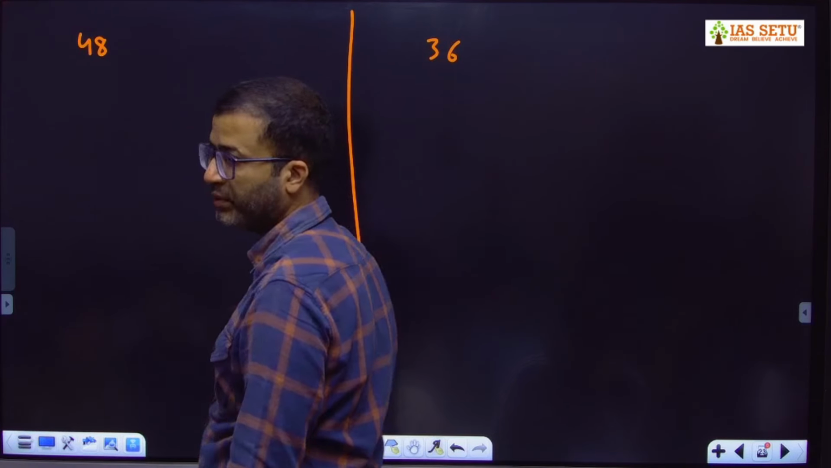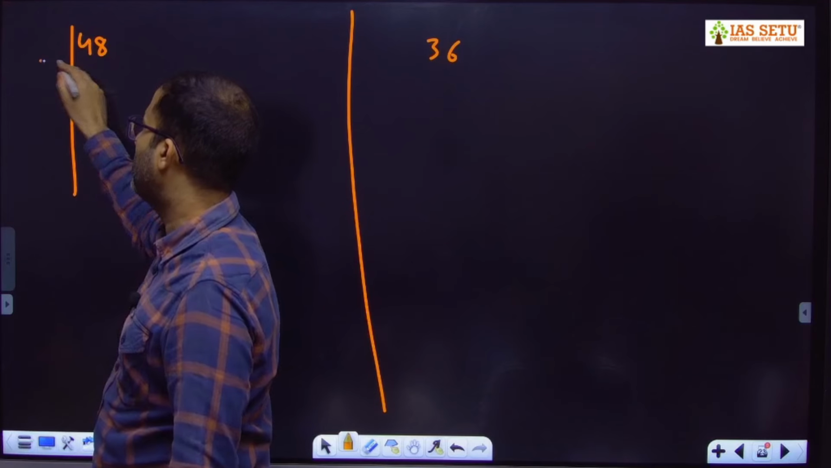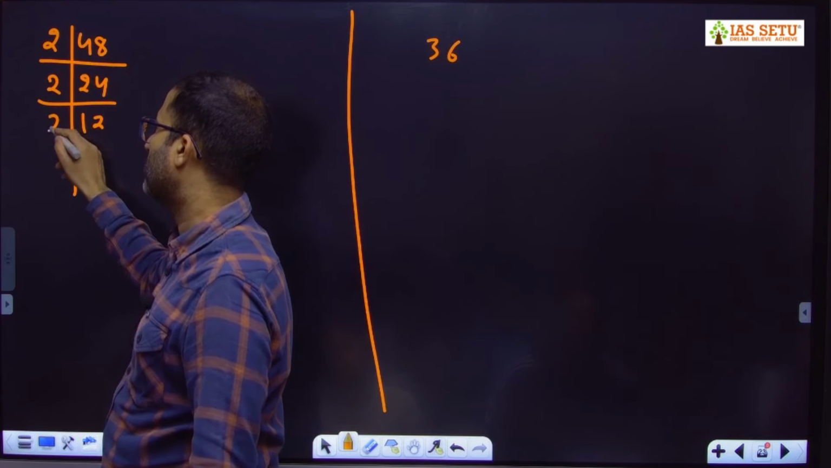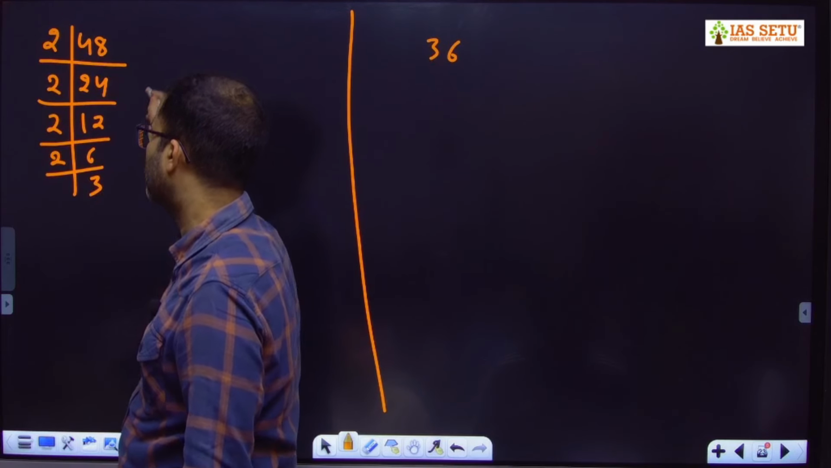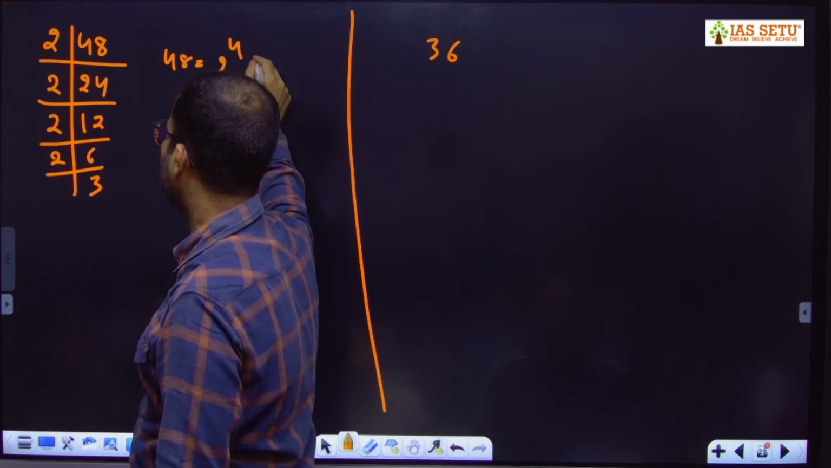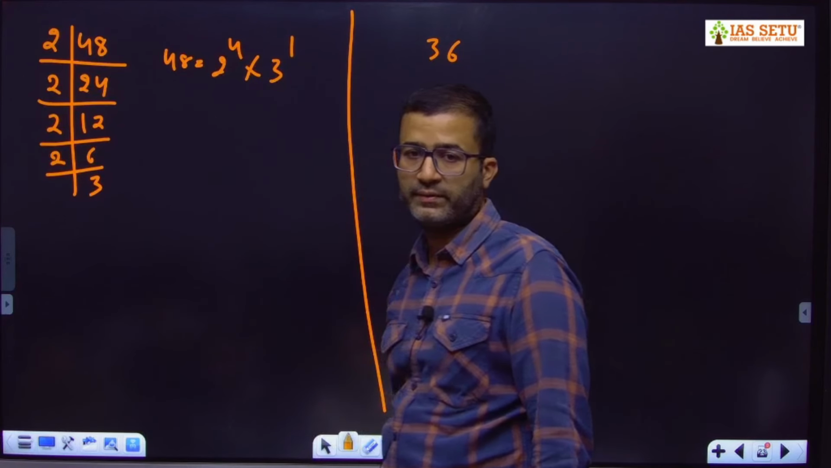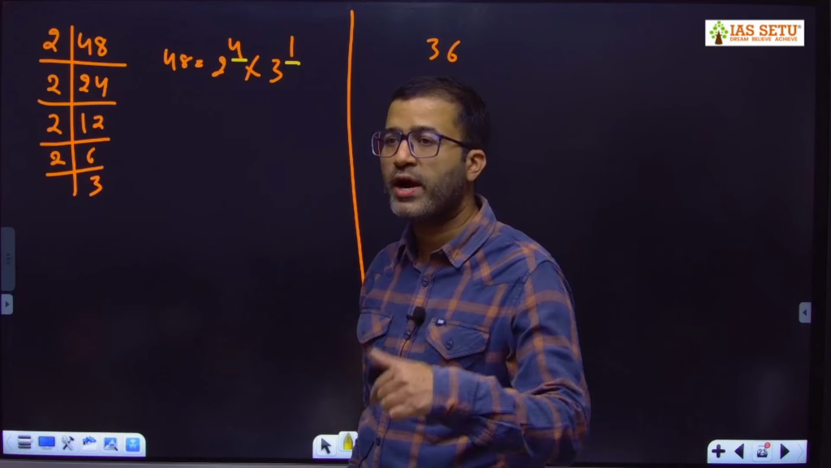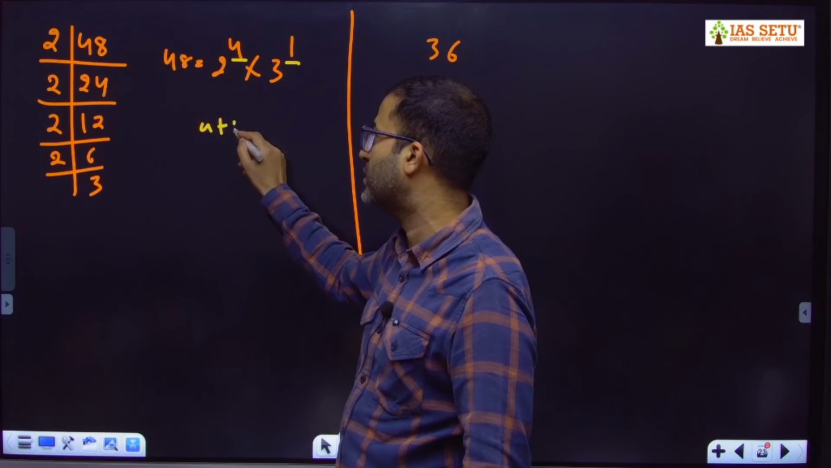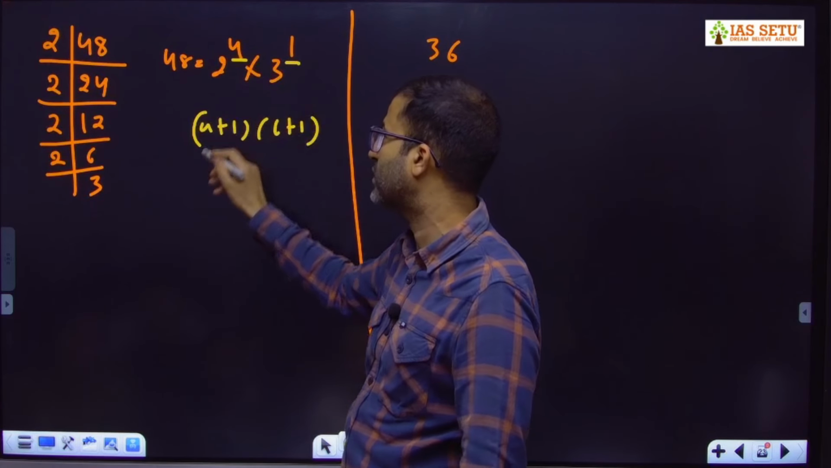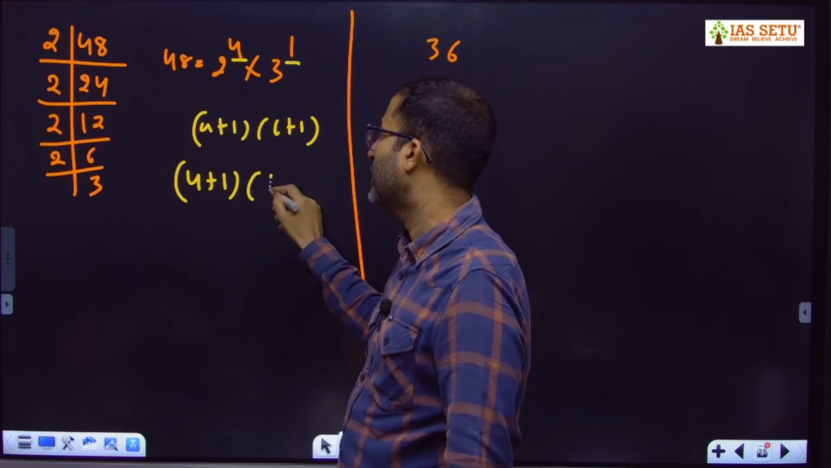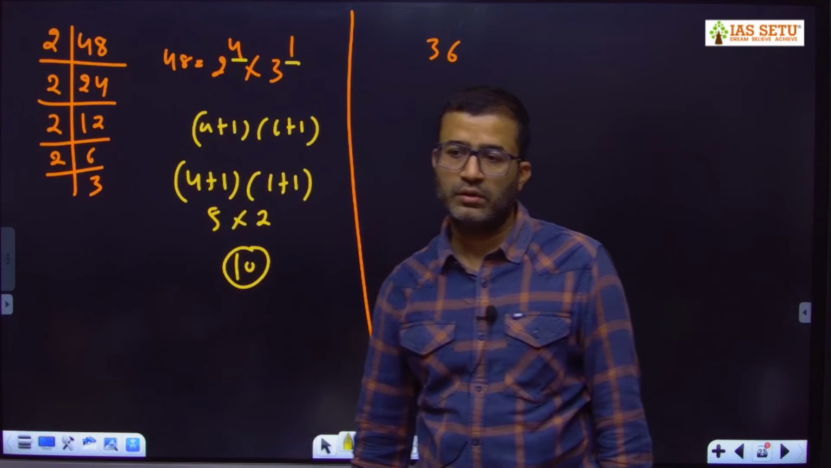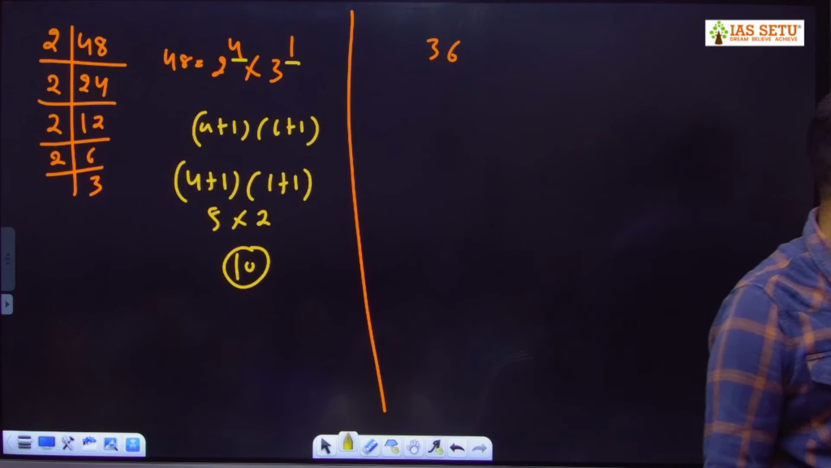I take 2 more examples, like 48. Step number 1, we convert this in prime form: 2 common 24, 2 common 12, 2 common 6, 2 common 3. So 48 is 2 to the power 4 into 3 to the power 1. As per our rule, in these powers you add 1 and multiply: (A plus 1) into (B plus 1) into (C plus 1). So it is 4 plus 1 into 1 plus 1, so you have 5 into 2, 10. 48 has 10 factors.